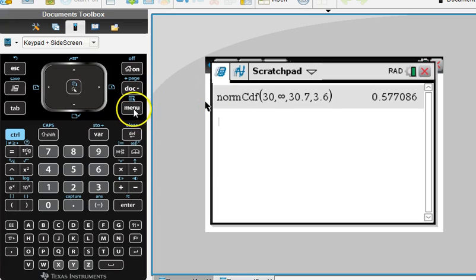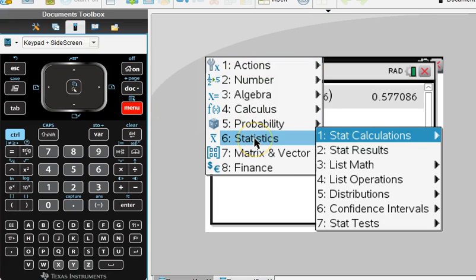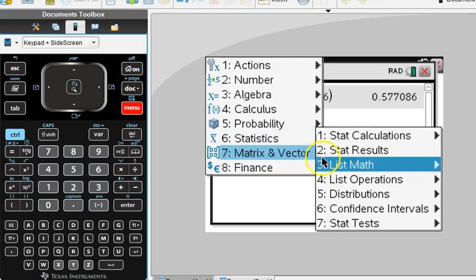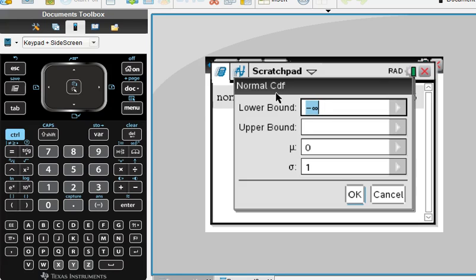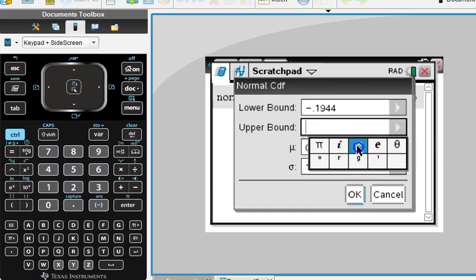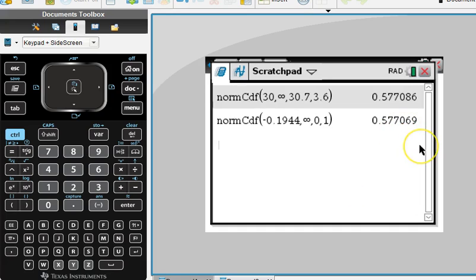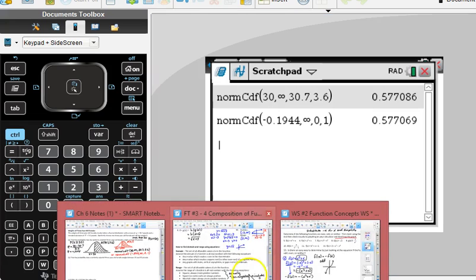Now how do we get to this? Just to remind you, you go to Menu, Statistics, and this is a probability distribution. So you go to Distributions and then find Normalcdf. So let's do the other version. If I put in this Z-score and said negative 0.1944, and then the upper bound would be infinity, using the pi button here, you get the infinity, and then our mu and sigma are 0 and 1 because this is a standard normal model. See, we get the same thing. Now I use a rounded version here, so that's why it's slightly off on the decimal places, but it is the same number.